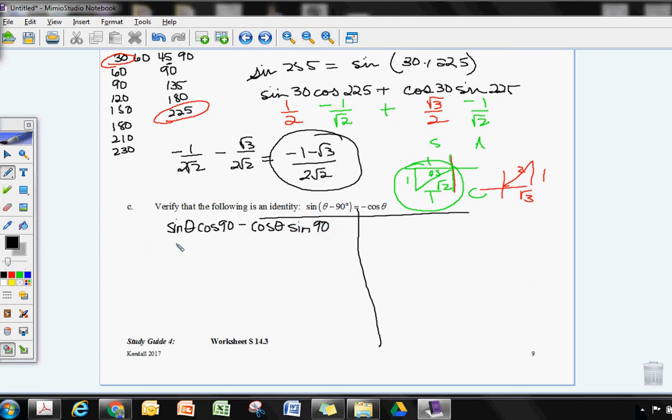Okay, so sine of theta is just going to stay there. Cosine at 90 degrees, 0. Subtract cosine of theta. Sine at 90 degrees is 1, and I'm left with negative cosine of theta equals negative cosine of theta, and I win!